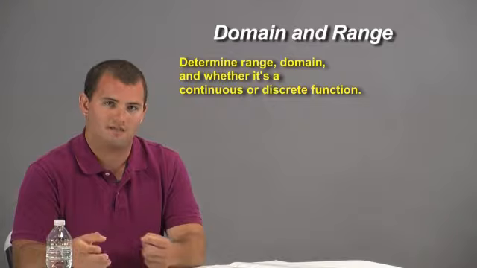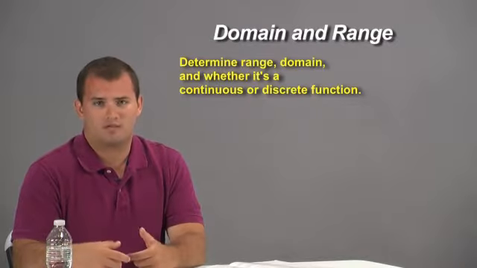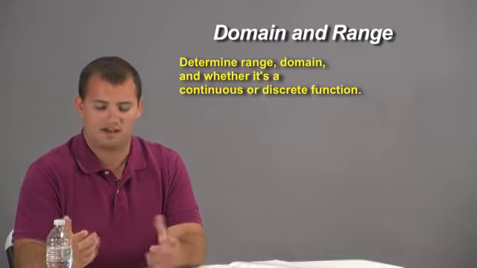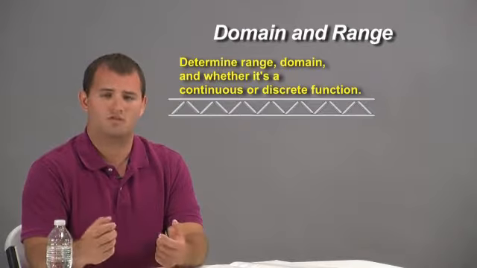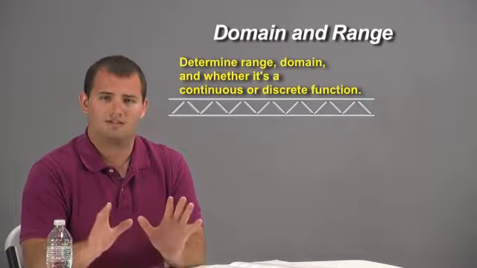Now, let's look at one more example, and bear with me on this example, it's a little tedious. We're going to see how to determine its range, its domain, and classify if it's a continuous or discrete function. And this is an engineering concept. When building buildings, towers, bridges, things of that nature, engineers use trusses or beams, and they're always arranged in a triangular pattern.